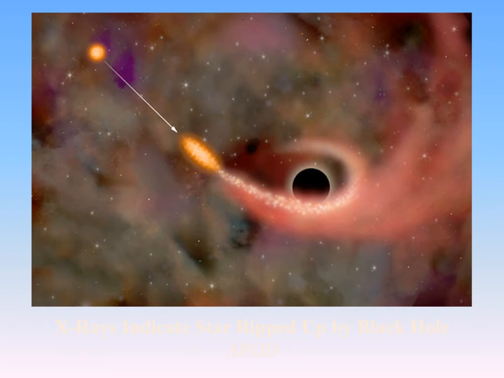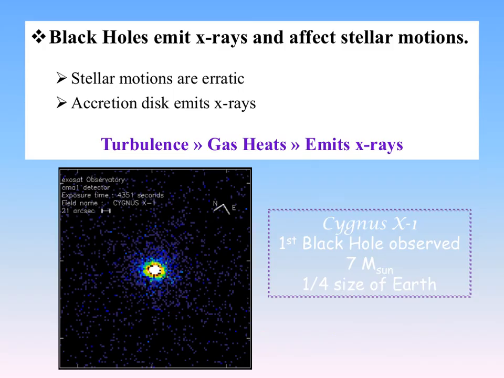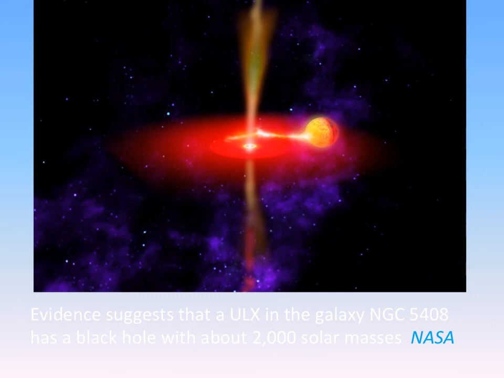So here's a visual of a star approaching a black hole, and what would be detected as that star approached a black hole would be the X-rays, and there would be an effect, a gravitational effect on stellar motions. So those motions would then be erratic, and an accretion disk would form that would emit X-rays as stars would be ripped apart gravitationally as they cross that event horizon. So here is just an artist's rendition of a star being ripped apart by a black hole.